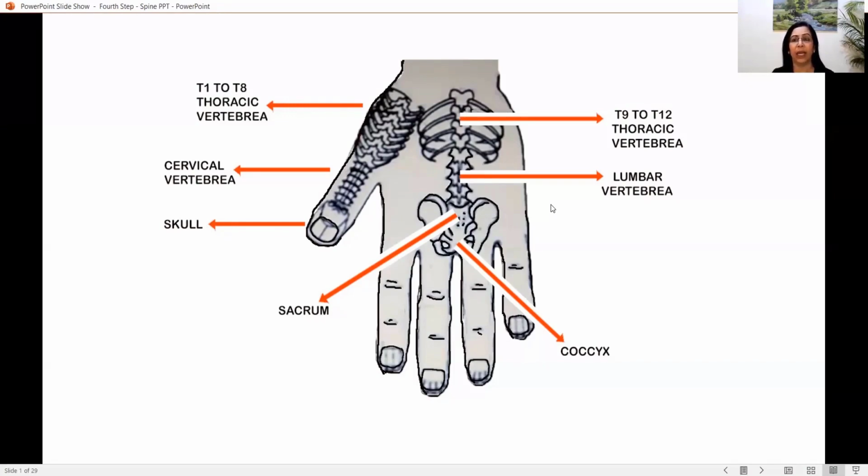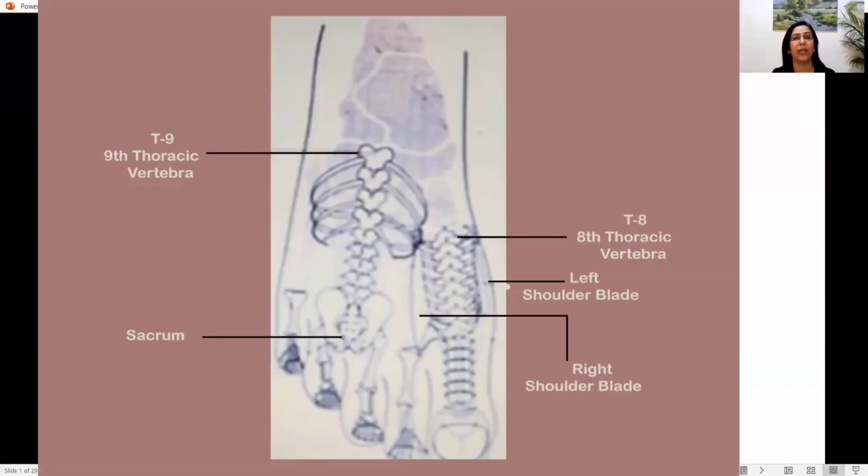Then come the sacrum, and just between the middle finger and the ring finger comes the coccyx. So this is the positioning of the spine in the main correspondence system. Then this is the placement of the spine in the foot.